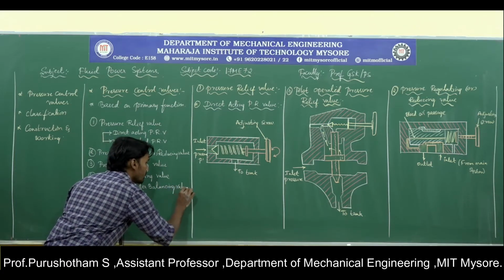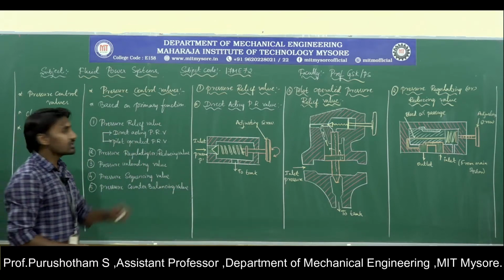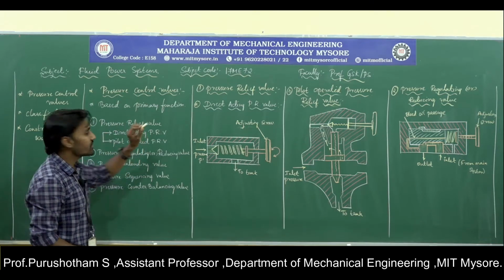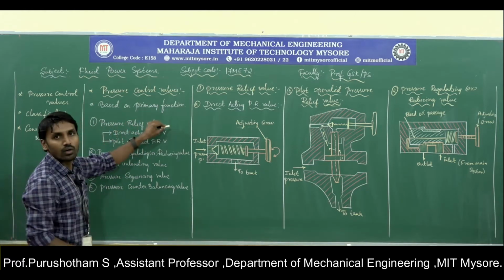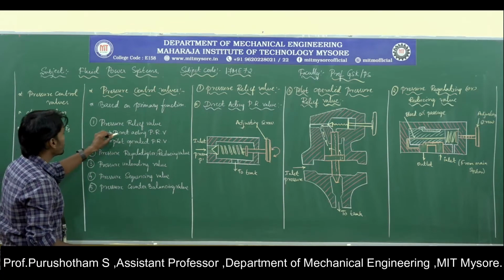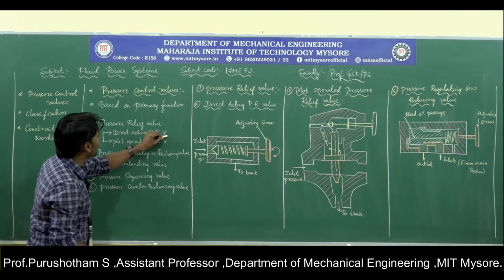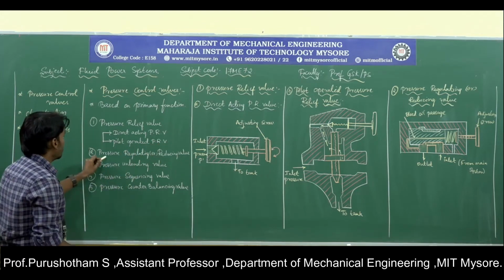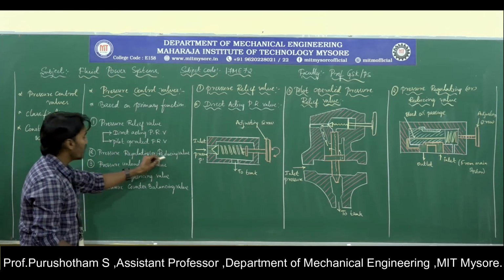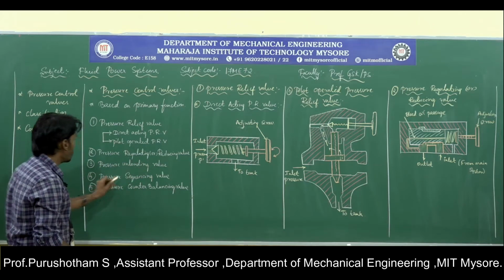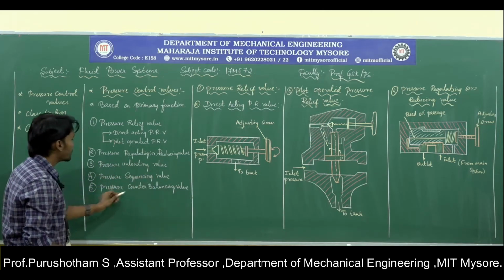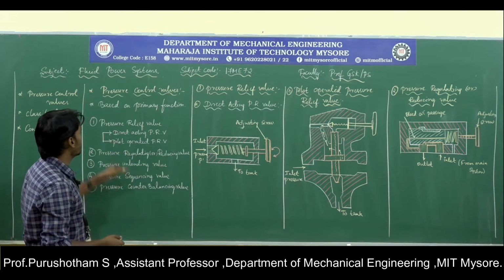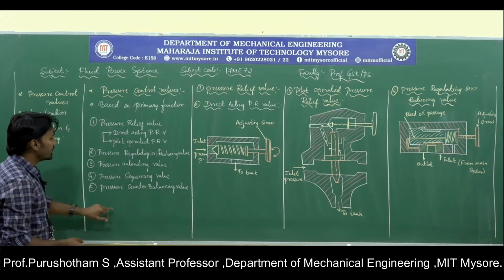So based on the primary function of pressure control valves, we classify them as the pressure relief valve, under which we will study the direct acting pressure relief valve and the pilot operated pressure relief valve, then the pressure regulating or reducing valve, pressure unloading valve, pressure sequencing valve, and pressure counterbalancing valve. So now let us study one by one the construction and working of these valves.